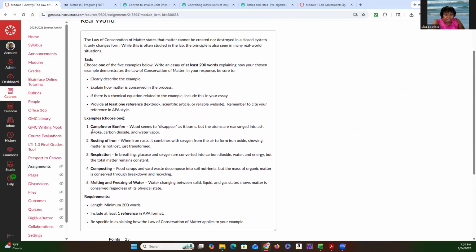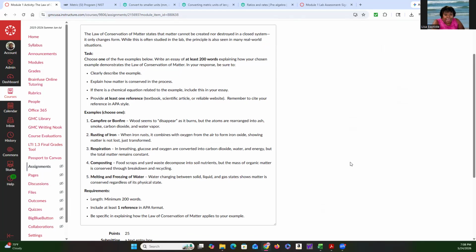All right, and so, your examples. We have campfire or bonfire. Wood seems to disappear as it burns, but the atoms are rearranged into ash, smoke, carbon dioxide, and water vapor. Number two, rusting of iron. When iron rusts, it combines with oxygen from the air to form iron oxide, showing matter is not lost, just transformed. Respiration. In breathing, glucose and oxygen are converted into carbon dioxide, water, and energy, but the total matter remains constant.